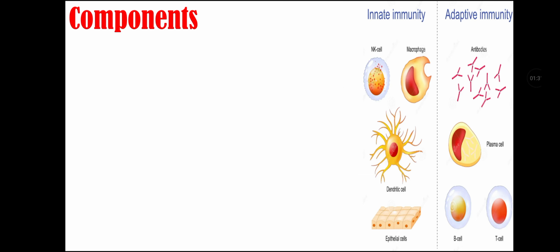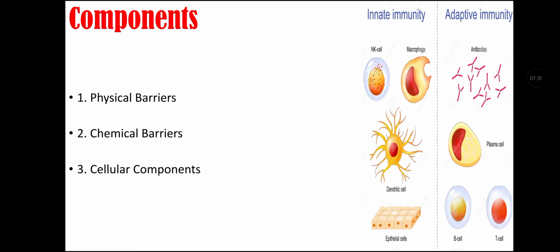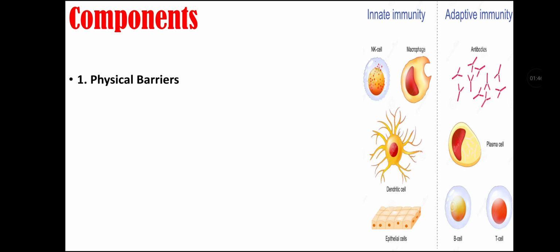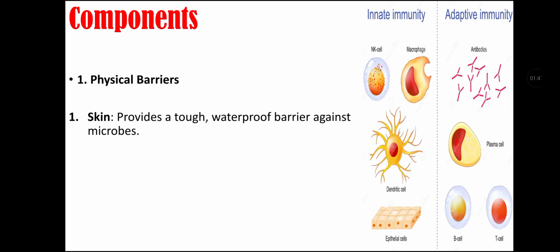Components of innate immunity. First is physical barriers. Second components include chemical barriers. Third are cellular components. And fourth are soluble mediators. Now let's talk about these components one by one. First component of innate immunity is physical barriers that include skin that provides a tough waterproof barrier against skin microbes.